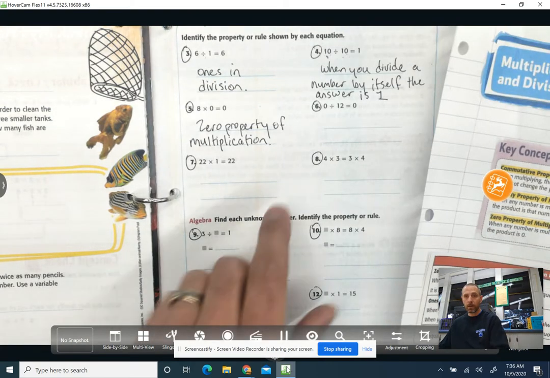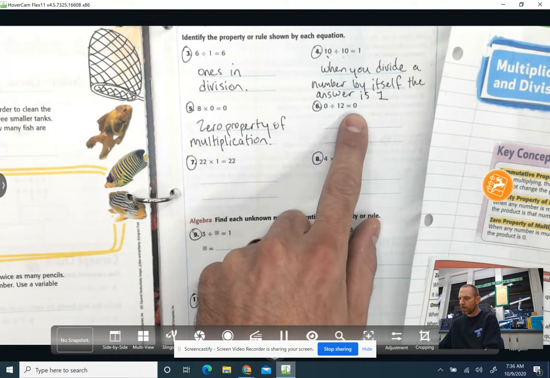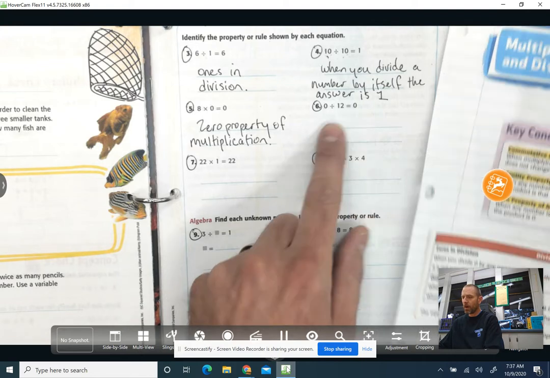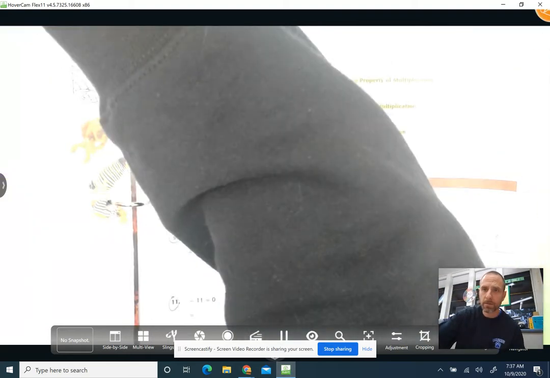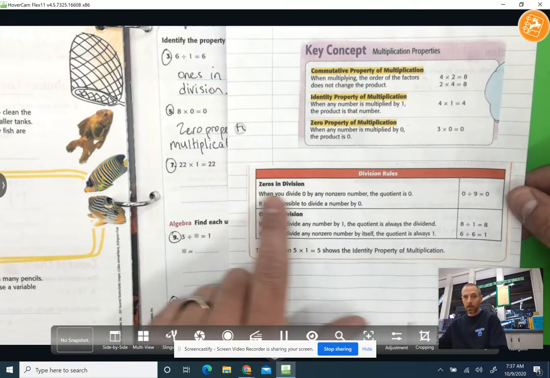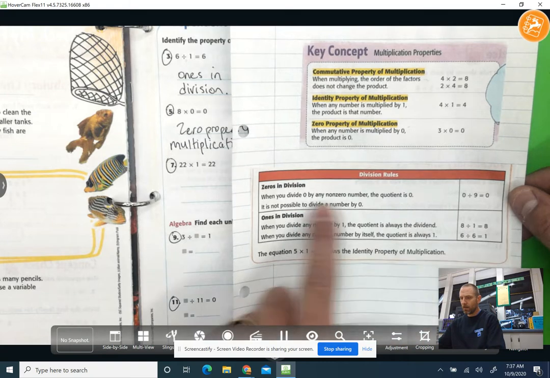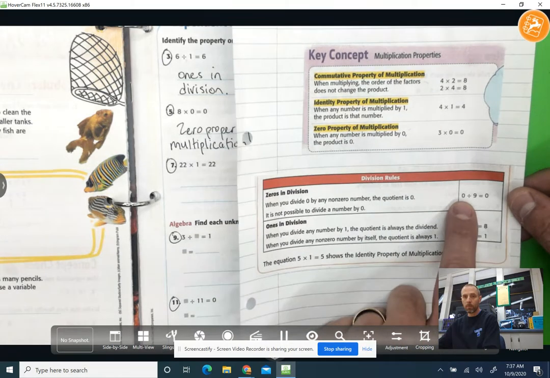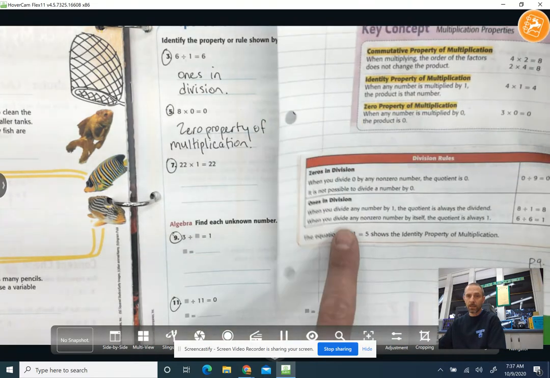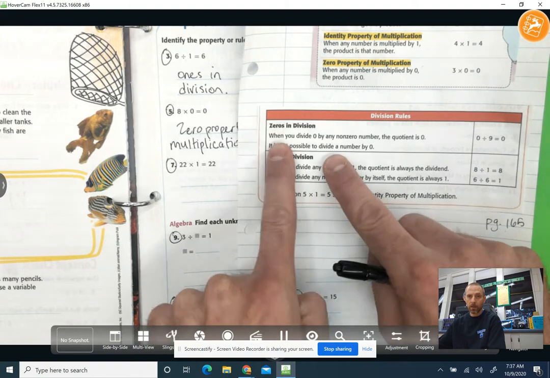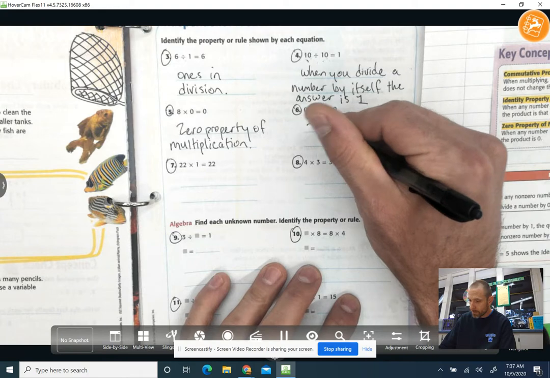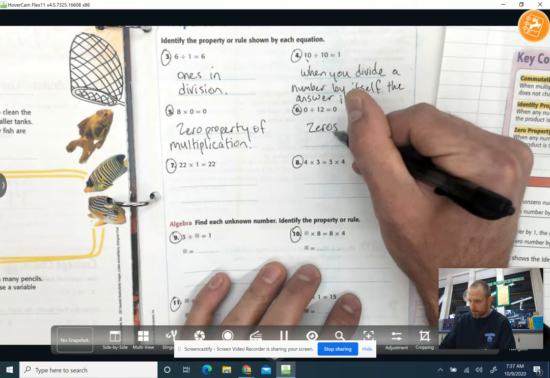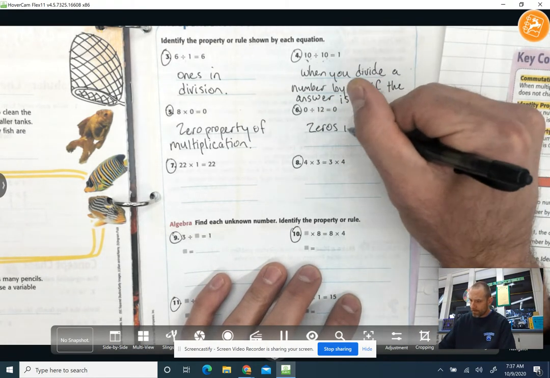All right, moving on. 0 divided by 12 equals 0. Well, we are dividing, so come on over here to your division section of your tools. 0 divided by 9 equals 0. This problem here looks the most similar to what I'm doing here. So what do I see? I see that we're working with zeros in division.